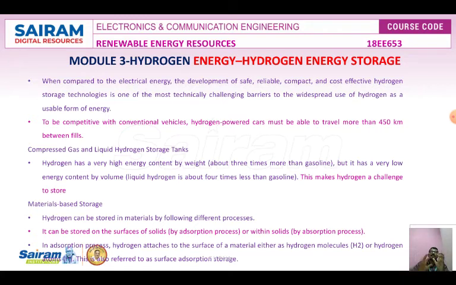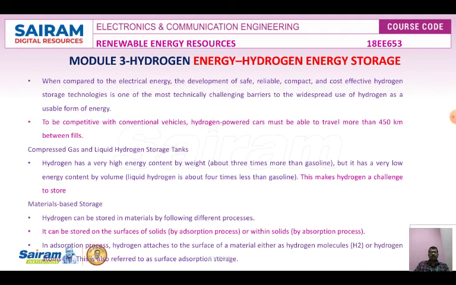That means passing the hydrogen into a metal and storing it in the metal, deposited over the metal. So when compared to other kinds of electricity, this is electrical energy. The development of safe, reliable, compact and cost-effective hydrogen storage technology is one of the most technically challenging barriers to the use of hydrogen as a usable form of energy. I cannot use the hydrogen in the same way wherever I store it, because I already told you that hydrogen is a carrier. It is not an energy source. It is a carrier to which any kind of energy can be added.